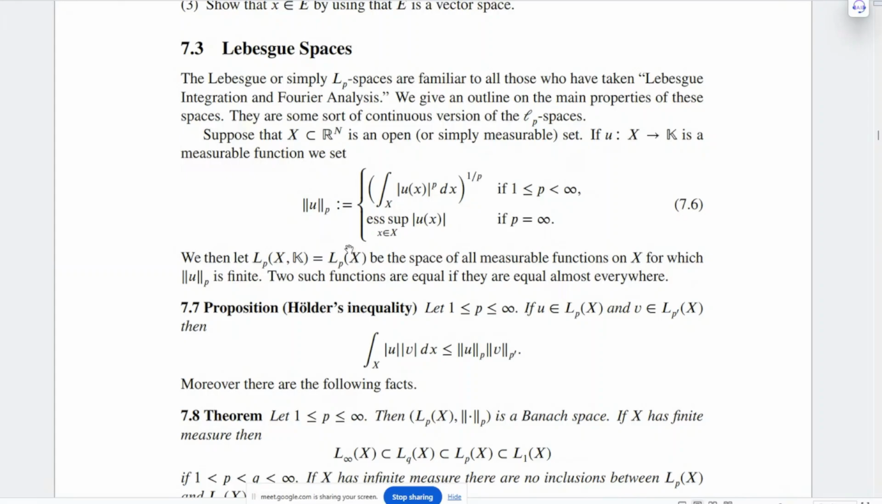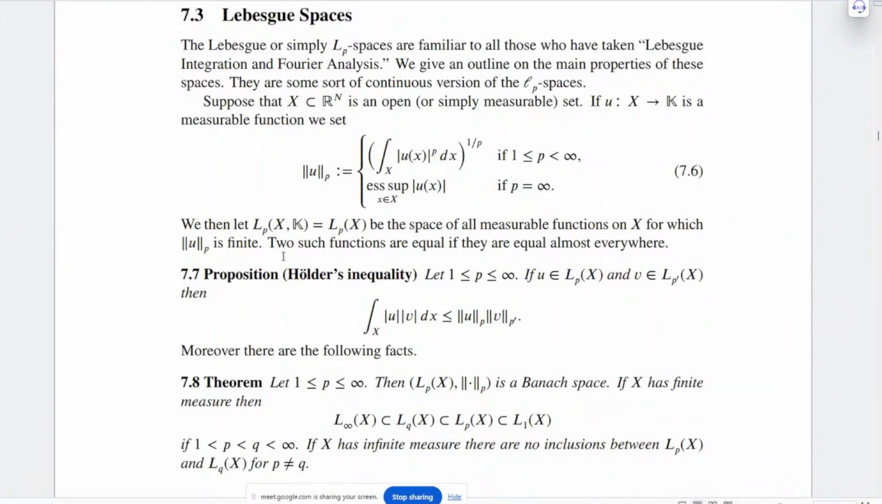So instead of the summation of mod u(xi) raised to p, now you have integration over X of mod u(x) raised to p, for 1 less than or equal to p less than infinity. What is the infinity norm? That is when p is infinity: the essential supremum of mod u(x), x belongs to X. Essential supremum means that it's almost everywhere bounded, almost surely bounded if you wish.